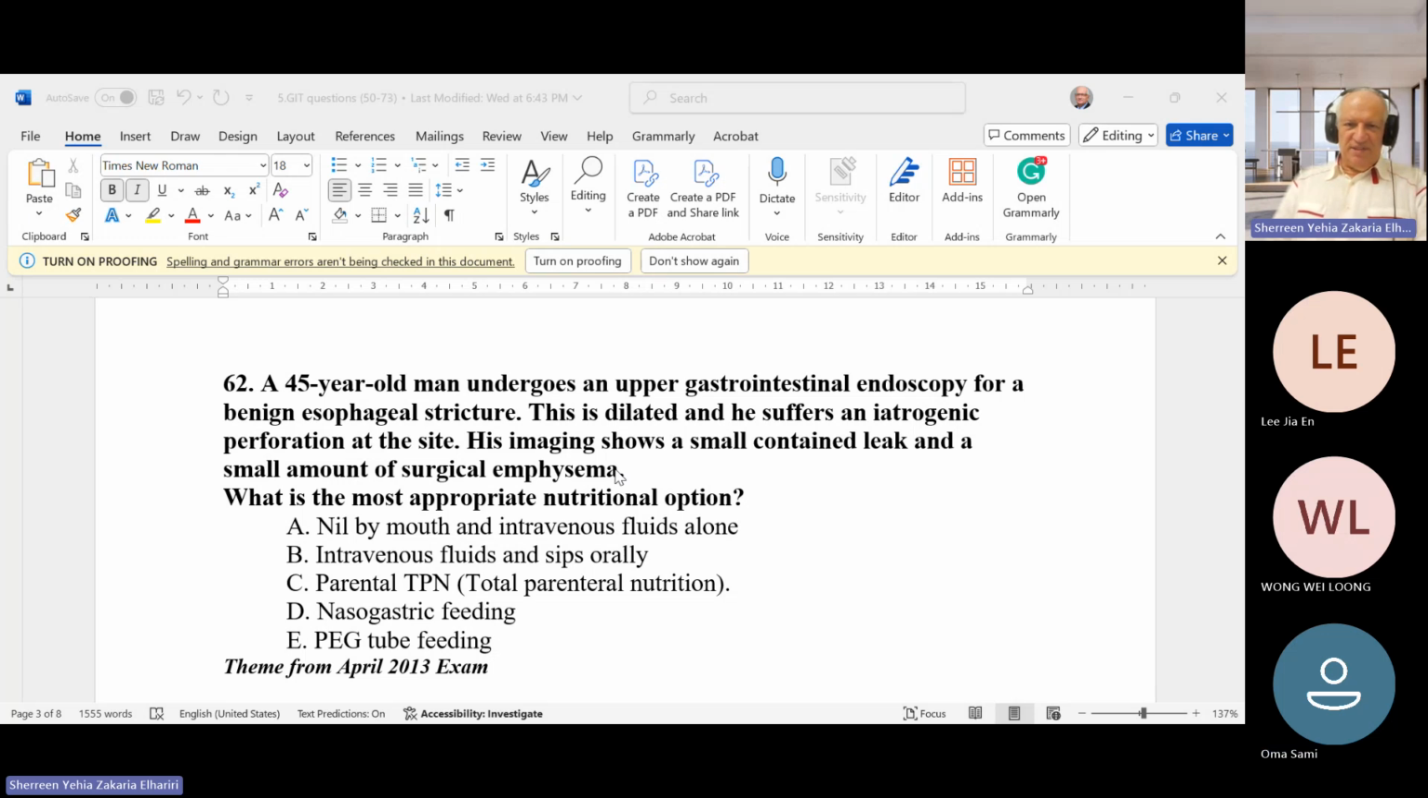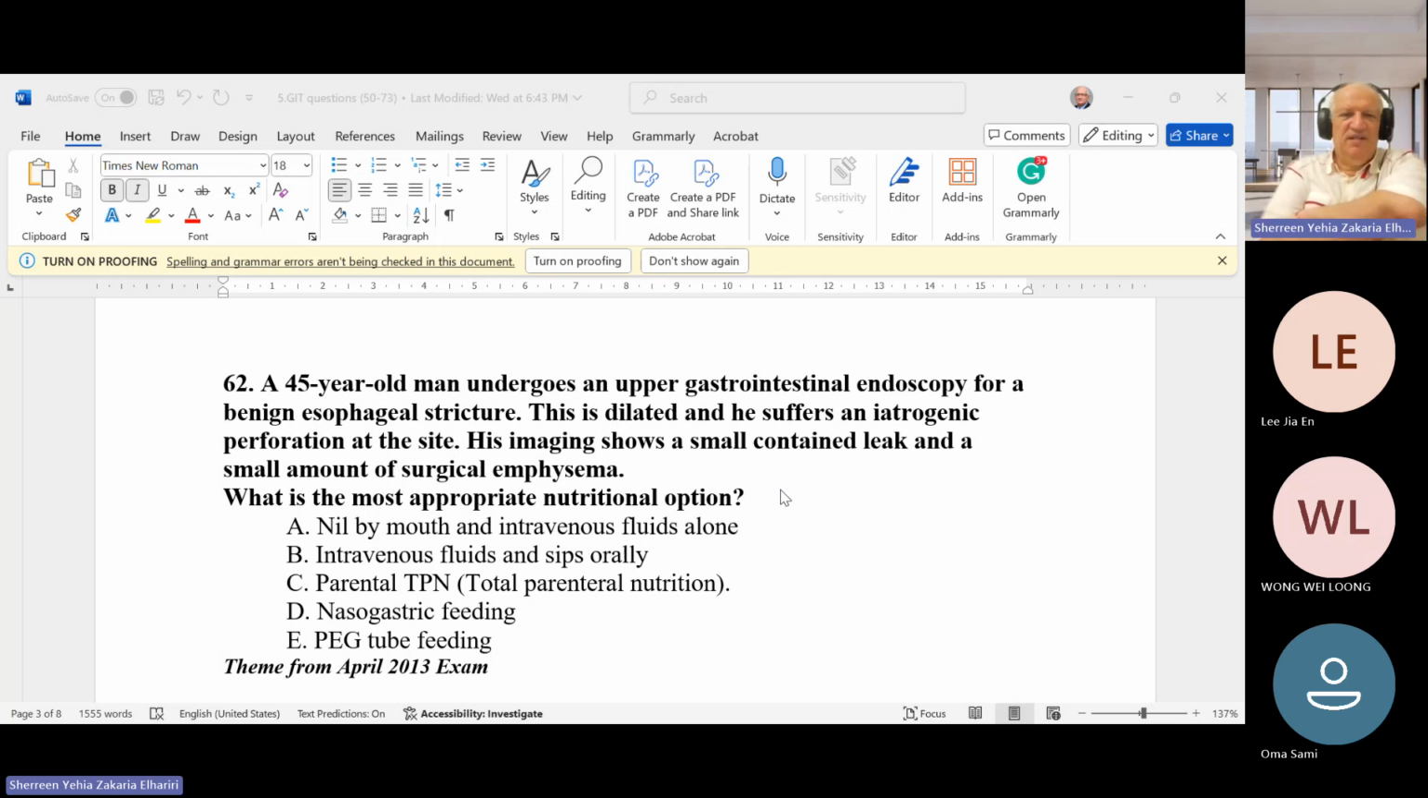This is dangerous because if the patient eats and drinks, he can get mediastinitis, and the mortality of mediastinitis is more than 70%. So usually we advise not to drink or eat for some period. So he asks, what is the most appropriate nutrition option? We don't allow this patient to eat and drink. So what is the best way to give the patient nutrition? We have different methods, like percutaneous endoscopic gastrostomy tube, nasogastric, parenteral, intravenous fluid, and nothing by mouth with intravenous fluid alone.